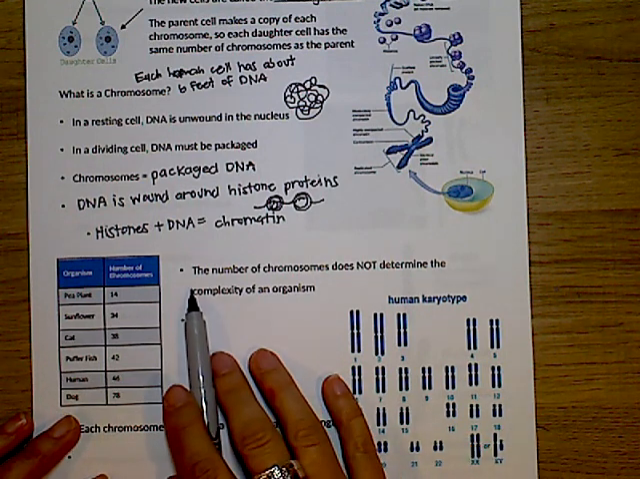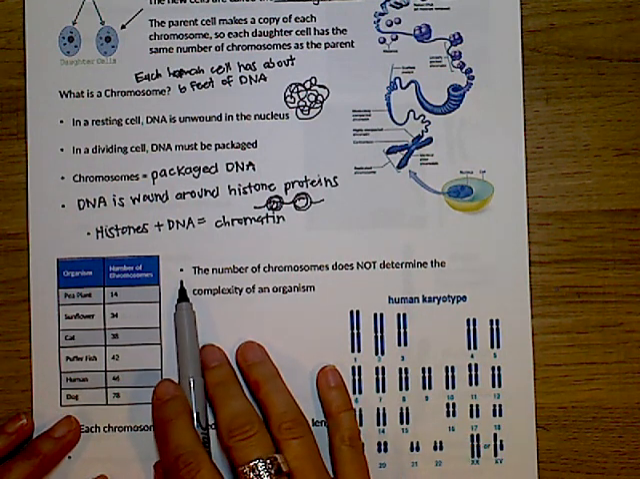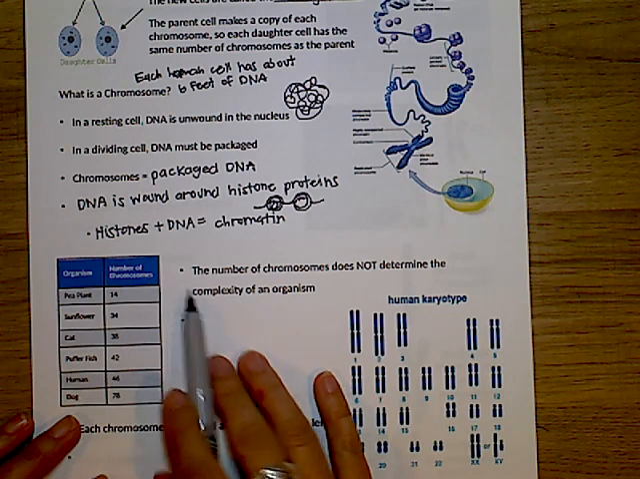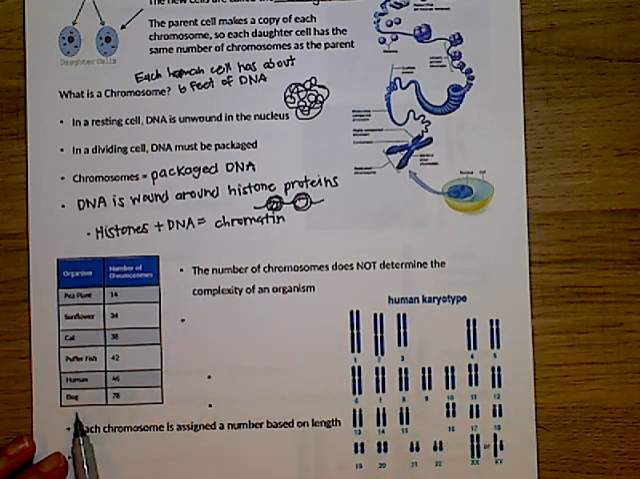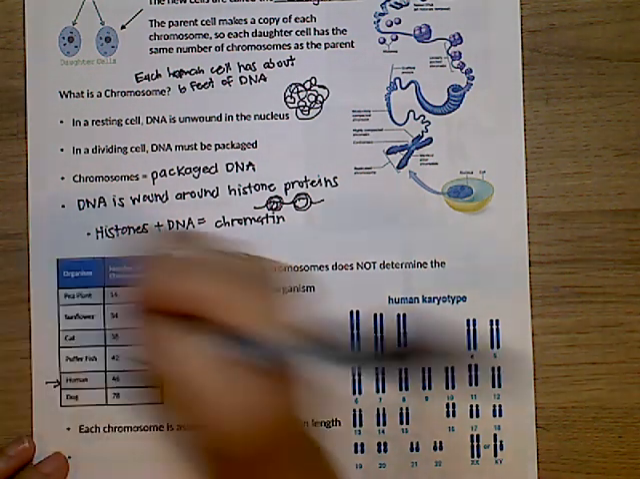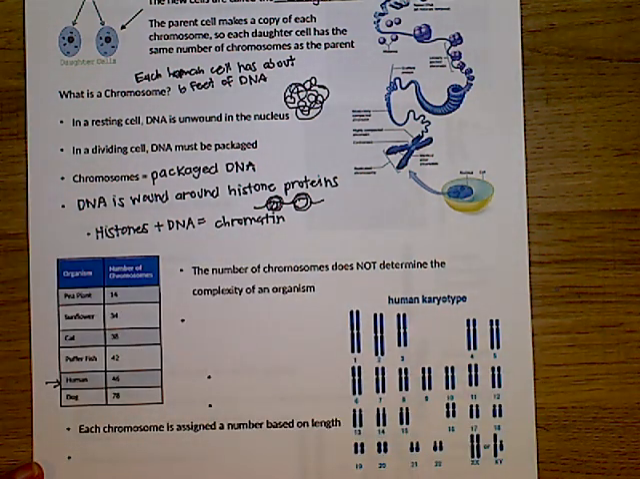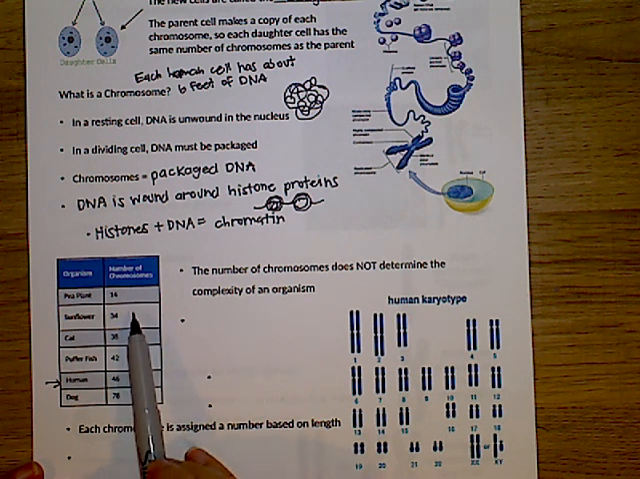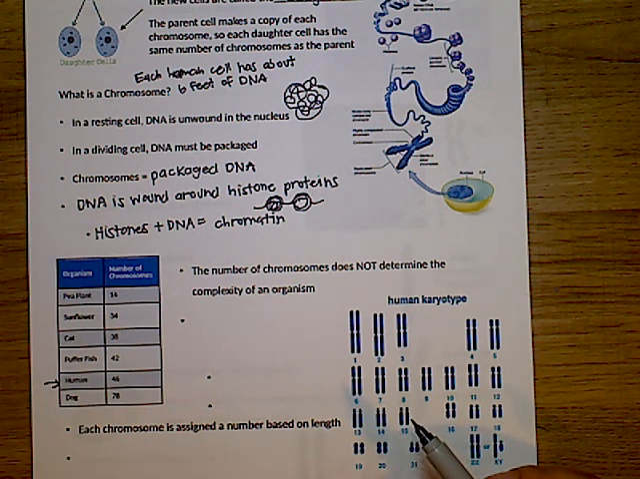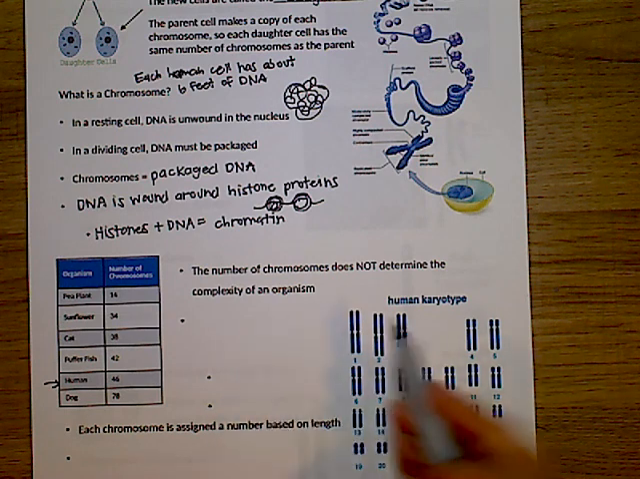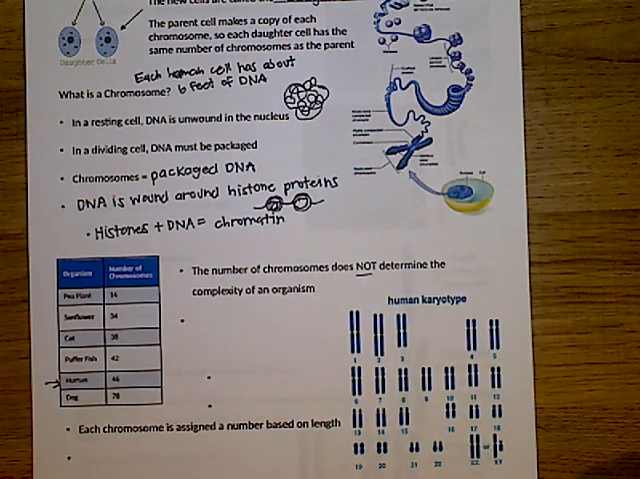And something important to remember is that the number of chromosomes does not determine the complexity of an organism. So if you look at this table over here, we've got a human. We have 46 chromosomes. Dogs have 78, pufferfish 42, a cat has 38, pea plant has 14, sunflower has 34. There's another one, I forget what it is, but it's some seemingly insignificant organism that has a very high number of chromosomes. So just keep in mind it does not determine the complexity.